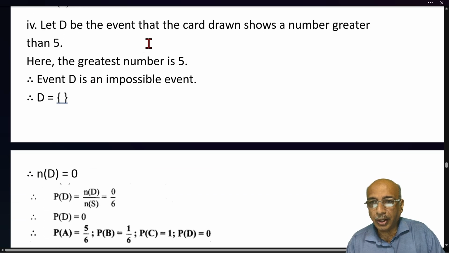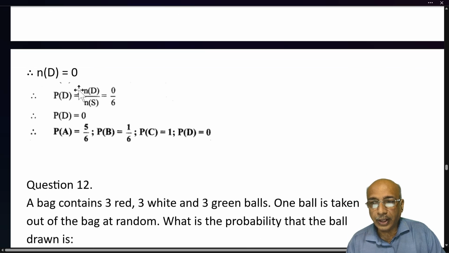Let D be the event that the card drawn shows a number greater than 5. Here the greatest number is 5. Therefore, event D is an impossible event. Therefore, D equals to null set. So, n of D equals to 0. So, probability of D will be 0 upon 6. That is 0.